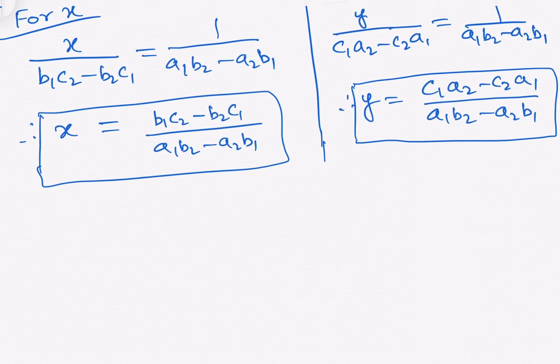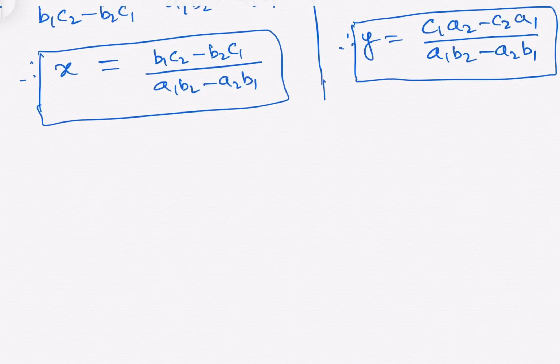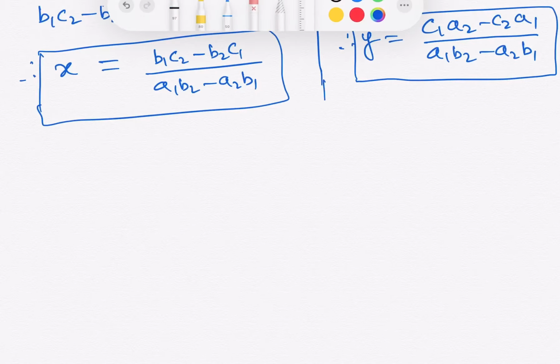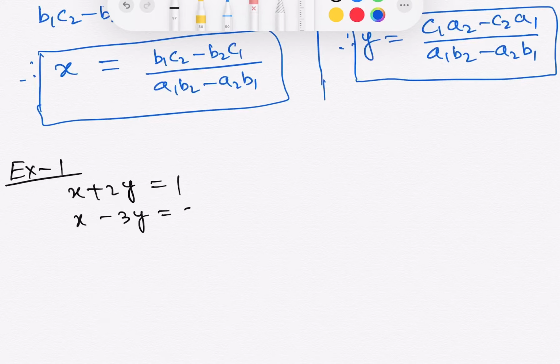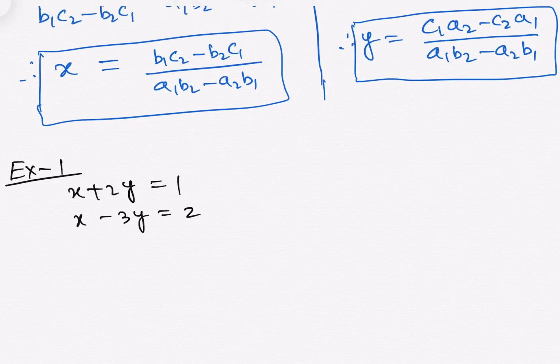That's clear. Now after that I am showing you an example of how to calculate using this method to solve two variables x and y from both the equations. Suppose the given example, example 1, is x plus 2y equals 1 and the second equation is x minus 3y equals 2. Now after that you calculate here.